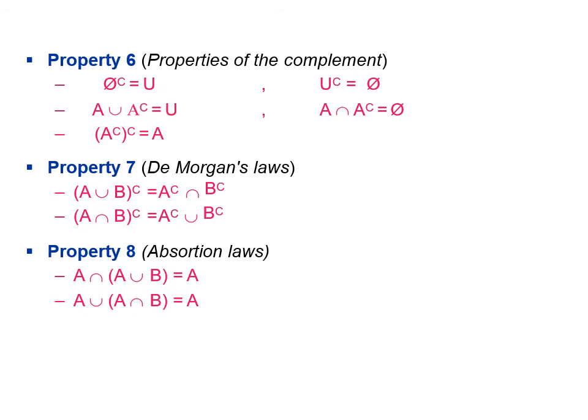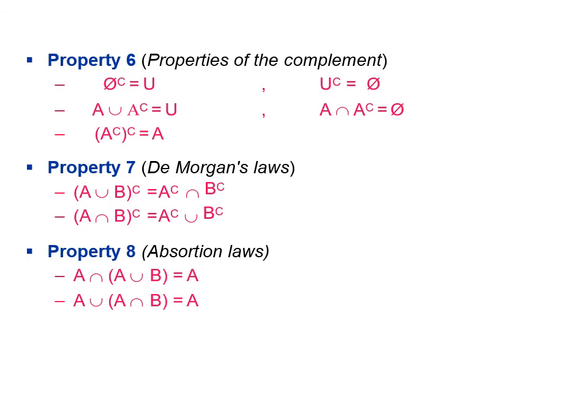So we also have De Morgan's law. De Morgan's laws say the complement of the union of A and B will be the complement of A intersect with the complement of B. The complement of the intersection of A and B will be the complement of A union with the complement of B.